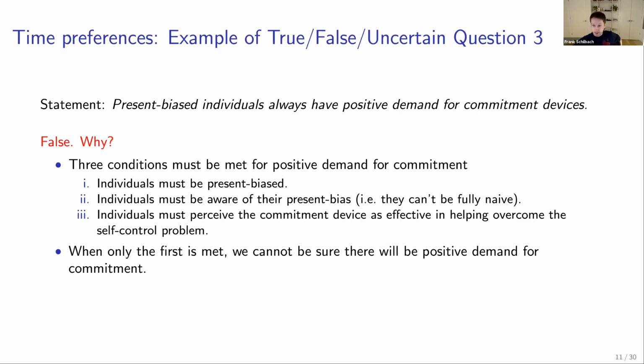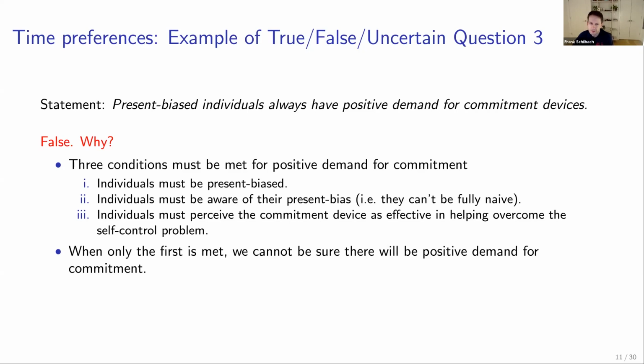Notice that the person might perceive the commitment device to be effective while in reality it is not. So they might have some positive demand for commitment, even if the device is in reality useless, because their beliefs are wrong due to some form of partial naivete. But it cannot be that the person perceives the commitment device as not effective, because then the person would just not demand it in the first place. Now, that makes the statement false when only the first condition of the 3 is met, as in, the person is only present biased, then we cannot be sure that there will be positive demand for commitment.